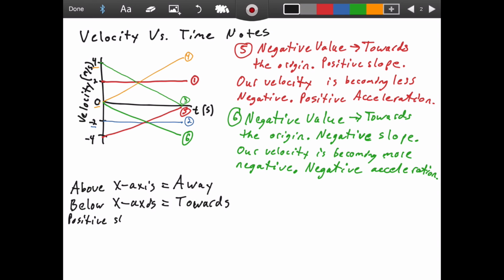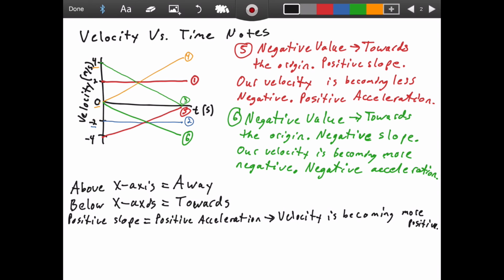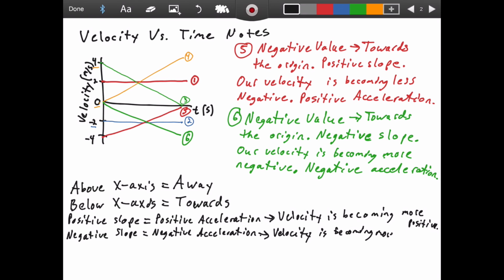Next, let's take a look at the slope. So a positive slope, what does that mean? Well, a positive slope is going to mean that we have positive acceleration. And like we said before, what does positive acceleration mean? It means that our velocity is becoming more positive. Now let's take a look at negative slope. Well, negative slope is just going to be the opposite of everything that we just said. Negative slope is going to have negative acceleration, and that means that our velocity is becoming more and more negative.